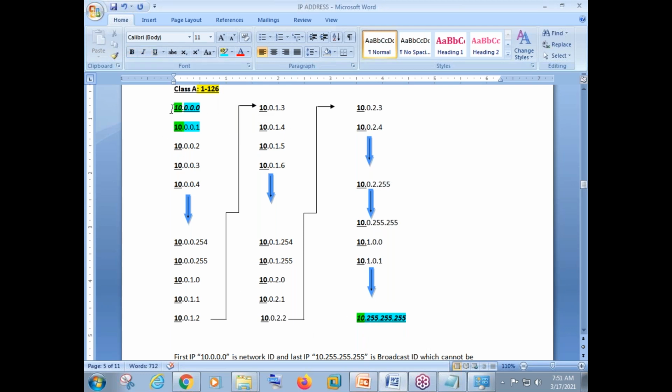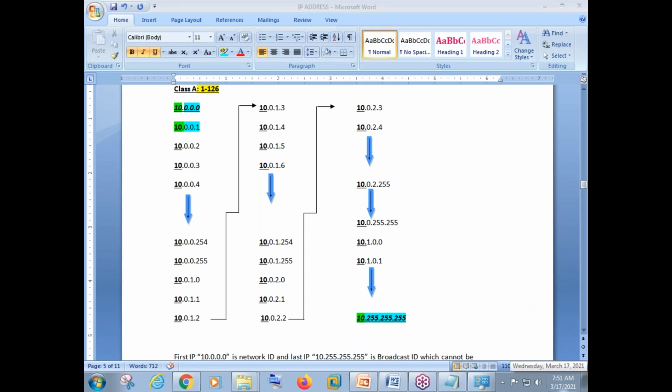So the network portion is 10. What is the first number we got here? 10.0.0.0, and the last number we got here is 10.255.255.255. Now can I get 256 in the second, third, and fourth octet? That is not possible. But can I change from number 10 to number 11? Of course I can, but if you change, it will become a different network. If you're talking about one single network, you're talking about the number 10 network. The number 10 network starts from 10.0.0.0 up to 10.255.255.255.